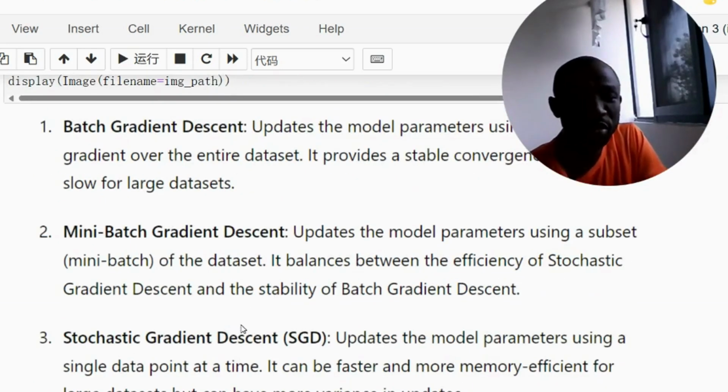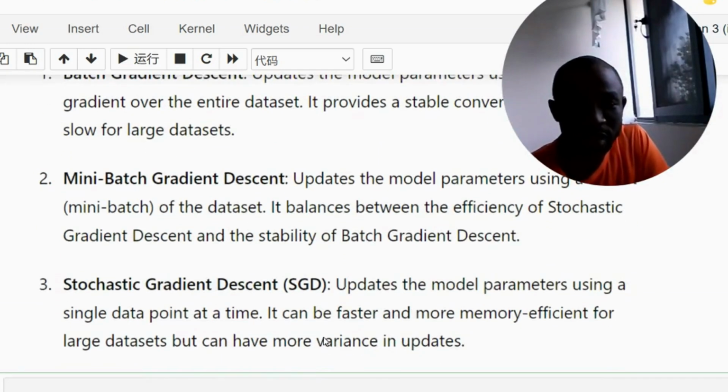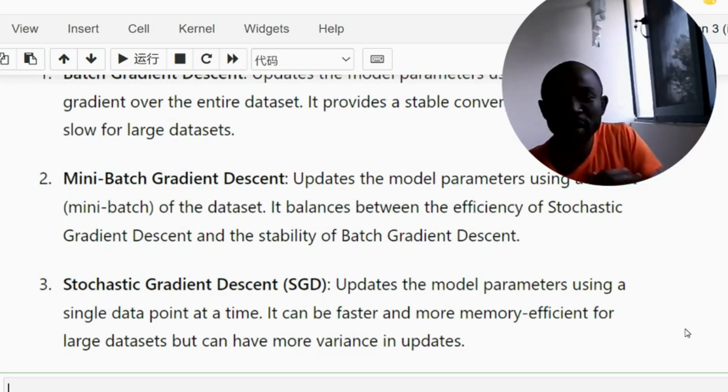Okay, now let us look at stochastic gradient descent. What is stochastic gradient descent all about? I say that it updates the model parameters using a single data point at a time. It can be fast and more memory efficient for large data sets, but it can have a variance in updates.